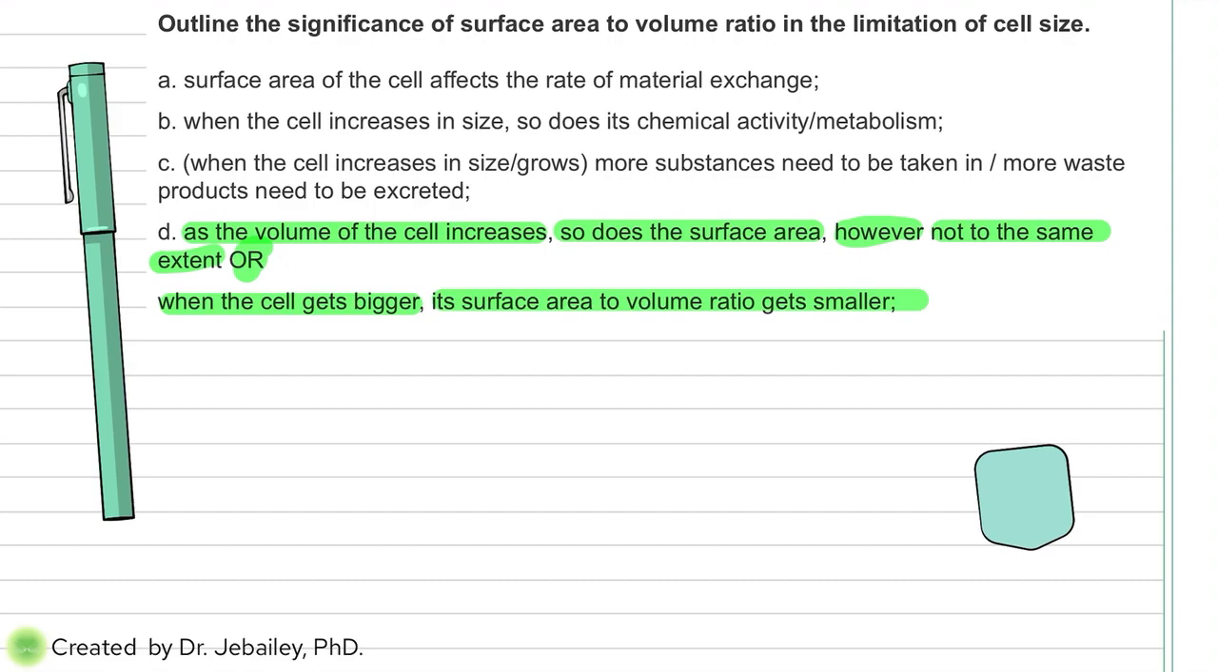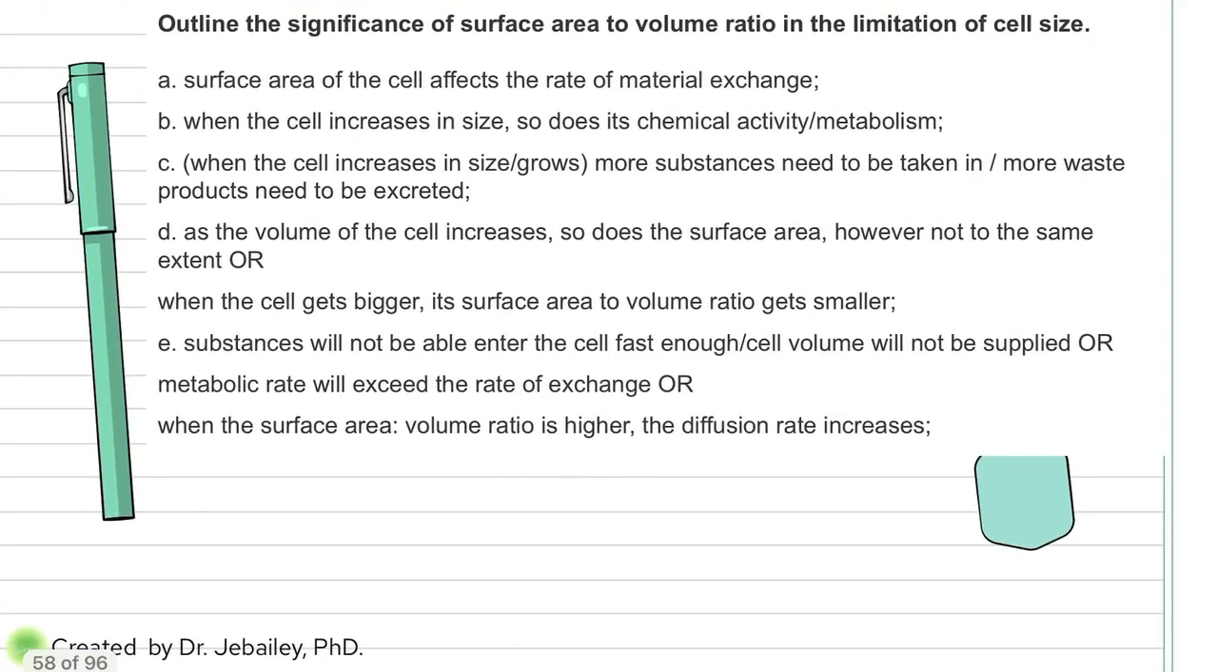This is not good. So what I'm trying to say is the volume does not increase at the same pace as the surface area. Sometimes the volume will get so big that the surface area cannot handle the pace, and that will be an issue. So with that, it means substances will not be able to enter the cell fast enough. Or you can say the volume will not be supplied, or the metabolic rate will exceed the rate of exchange.